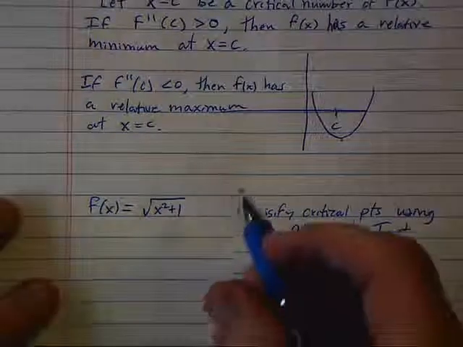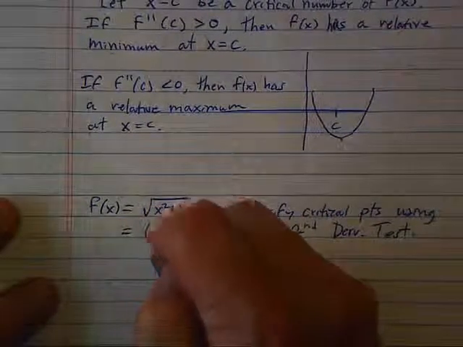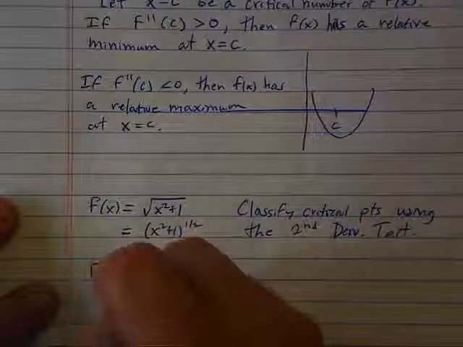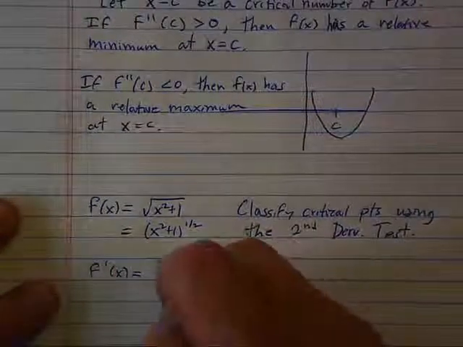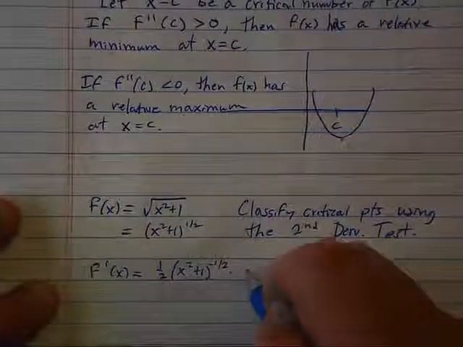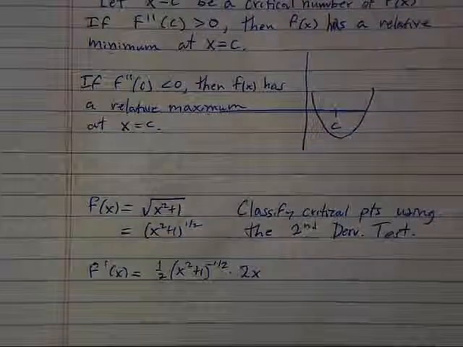All right, so we find the first derivative. I'm going to think of this as x squared plus 1 to the 1/2. So f prime of x is 1/2 times x squared plus 1 to the negative 1/2 times 2x.